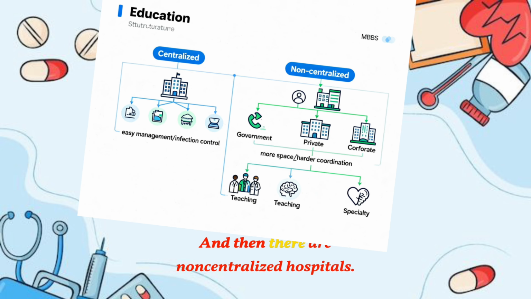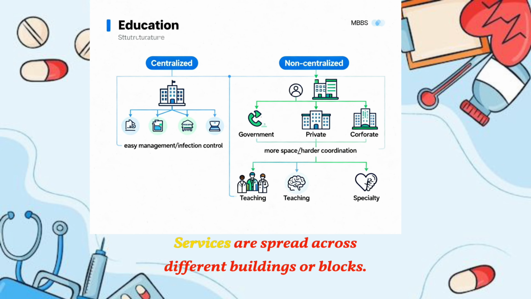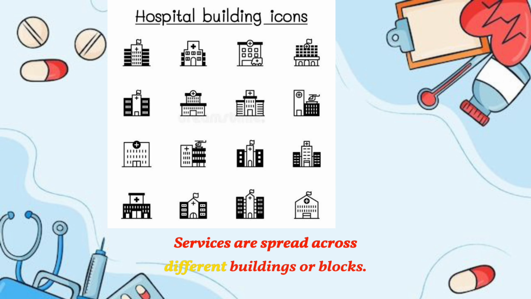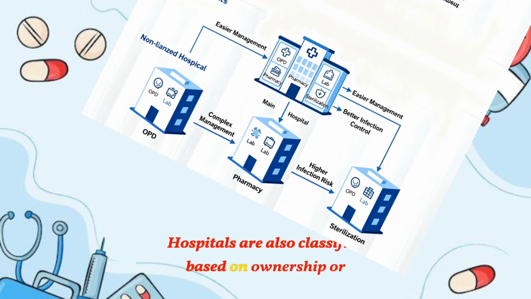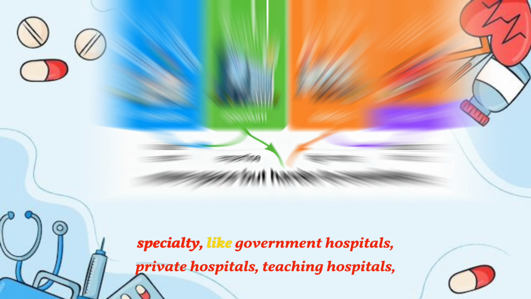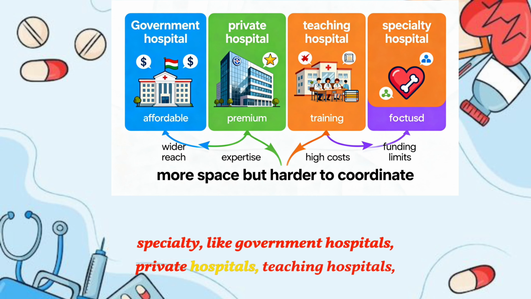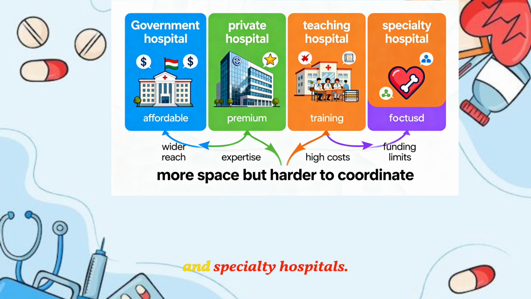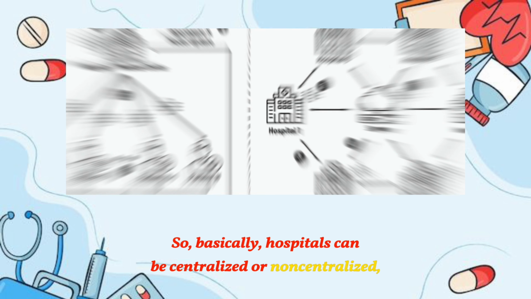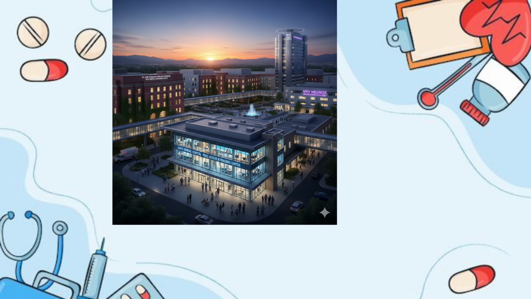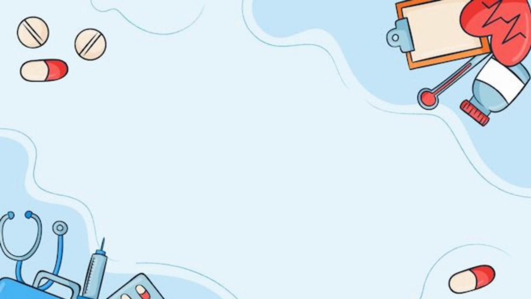And then there are non-centralized hospitals. Services are spread across different buildings or blocks. It gives more space but can be harder to coordinate. Hospitals are also classified based on ownership or specialty, like government hospitals, private hospitals, teaching hospitals, and specialty hospitals. So, basically, hospitals can be centralized or non-centralized, and they can have different specialties and ownership.